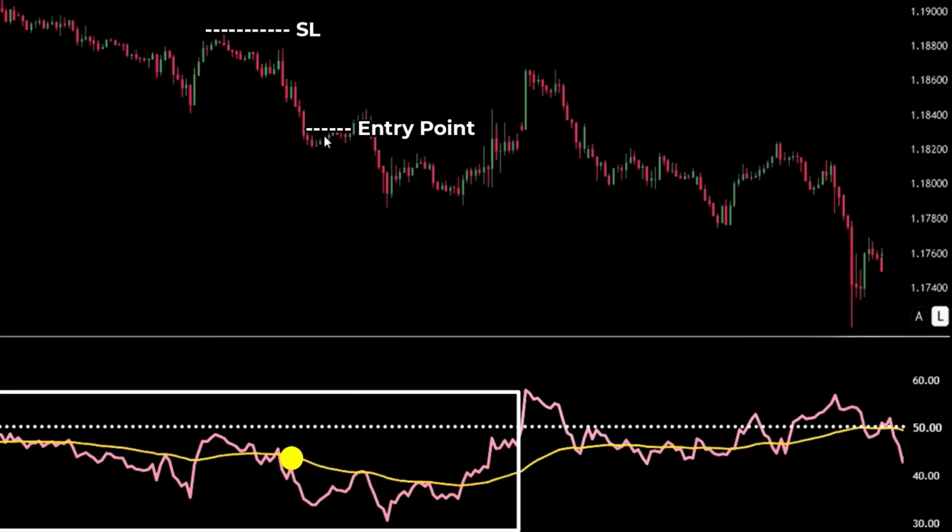Place your stop loss just above the most recent swing high, and for the take profit, you can use the next support level or simply target a 1-to-2 risk to reward ratio. As you can see, the price continues moving lower and eventually reaches our take profit target.